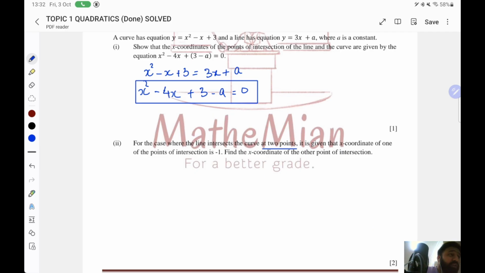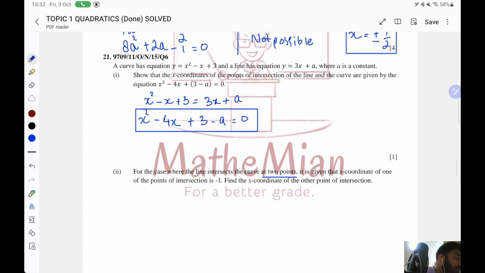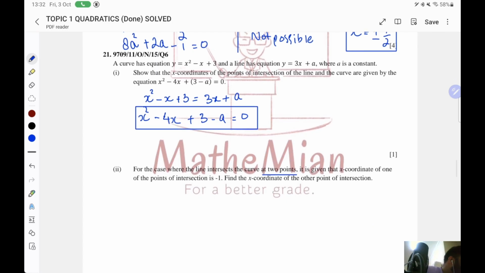he says that when the line and the curve are intersecting at 2 points, it is given that the x coordinate of one of the points of intersection is given. So the value of x is given to you. The x coordinate is given to you as -1 for the point of intersection.